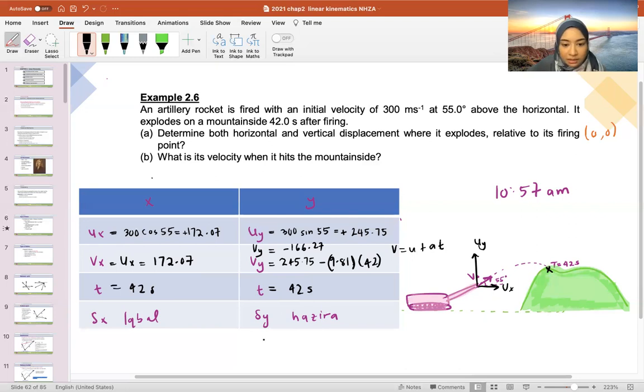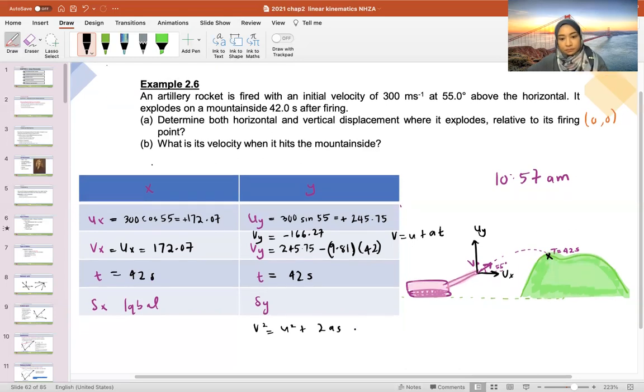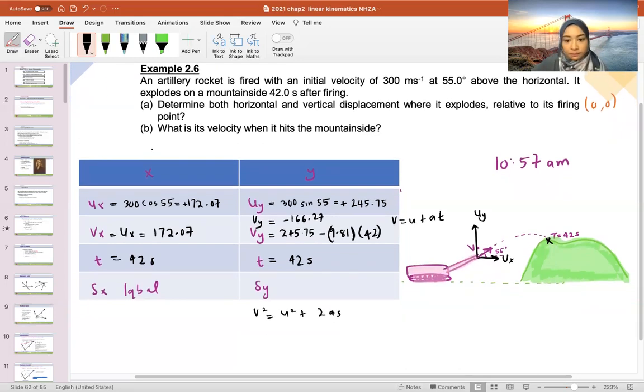Okay, so Hazira, can you tell me how to find SY? Using V square equals to U square plus 2AS. Okay. Terus bagi tahu answer ke doktor? Bagi saya nak plug in nombor-nombor values dia dulu.